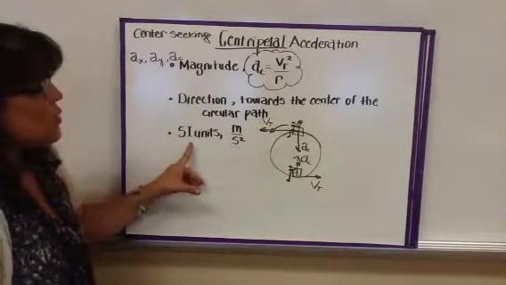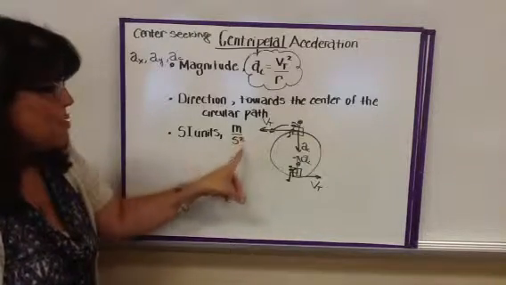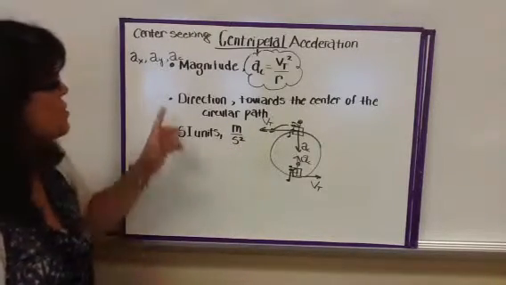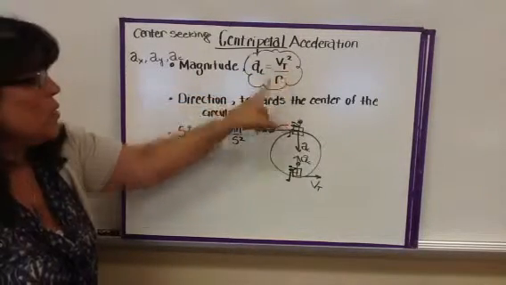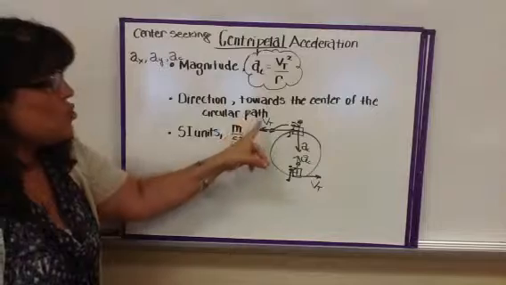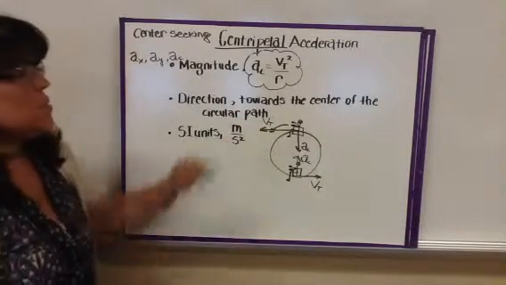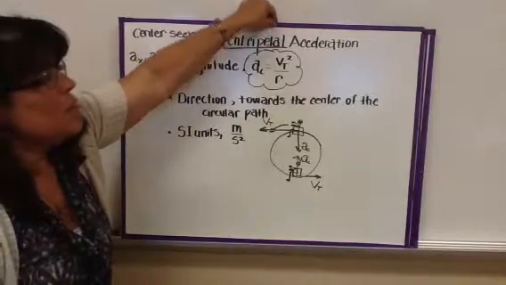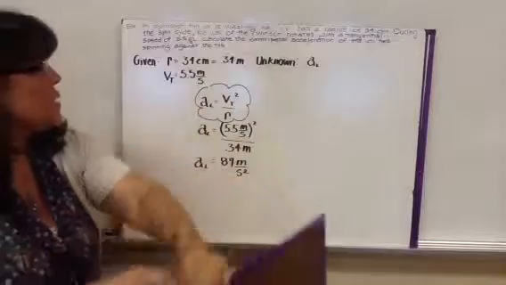The units that we use for acceleration are the same as any other acceleration, meters per second squared. Okay, so remember the magnitude is the tangential velocity squared over the radius. The direction is always towards the center of that pathway, and the units are meters per second squared. So let's try a problem that uses centripetal acceleration.